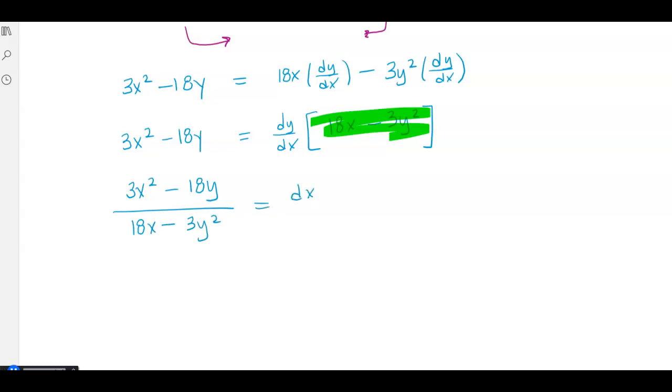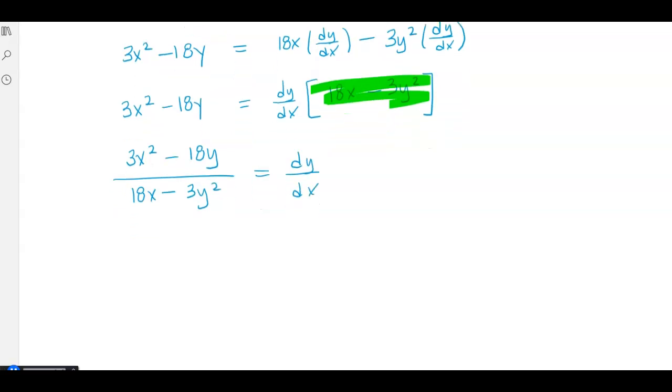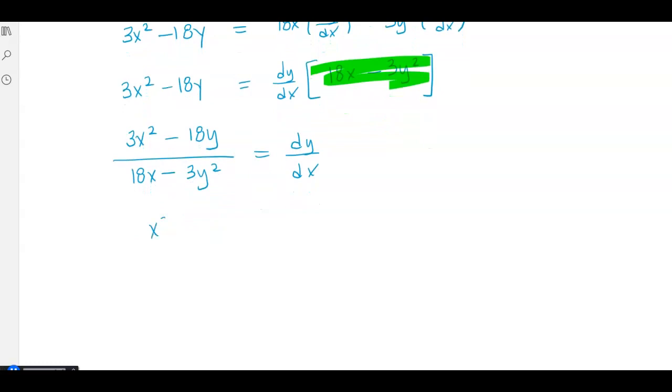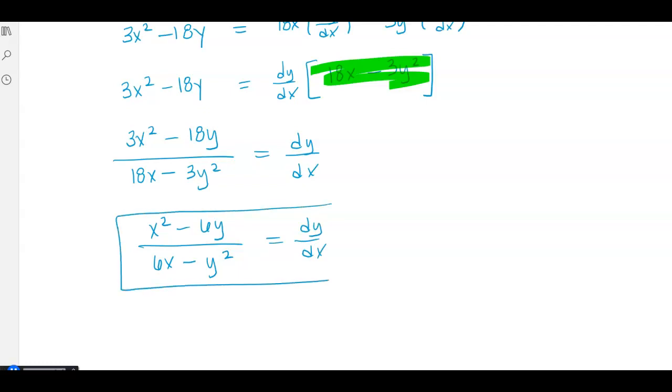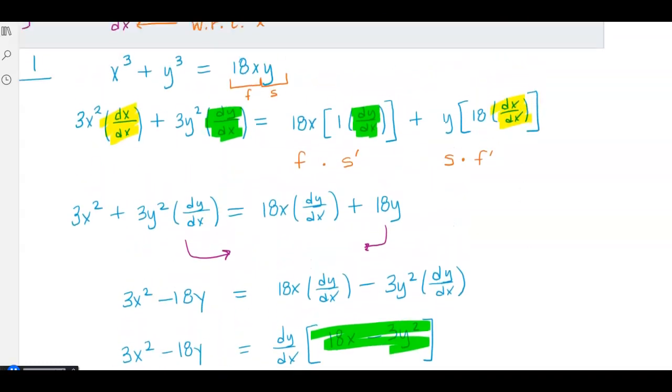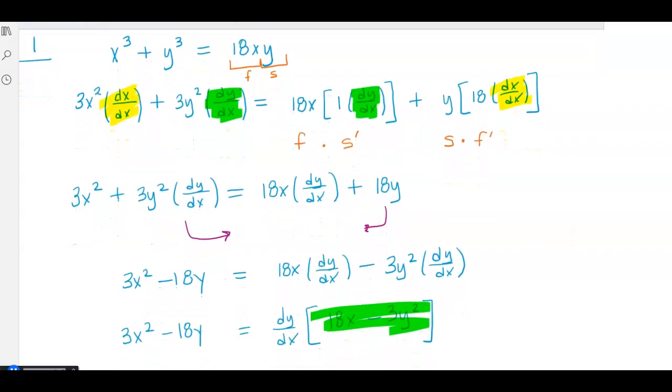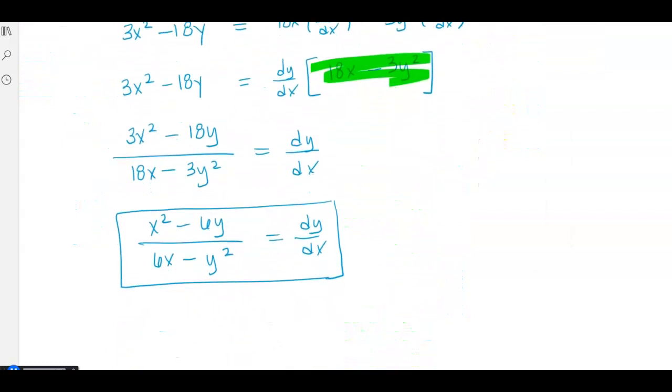It looks like all of these terms are divisible by 3. So let's do one final step. That'll be a 6. And this is our final answer. This will allow us to take the derivative for this original relation we had anywhere on the curve to be able to find the tangent line, again, without having to separate this into multiple individual functions.